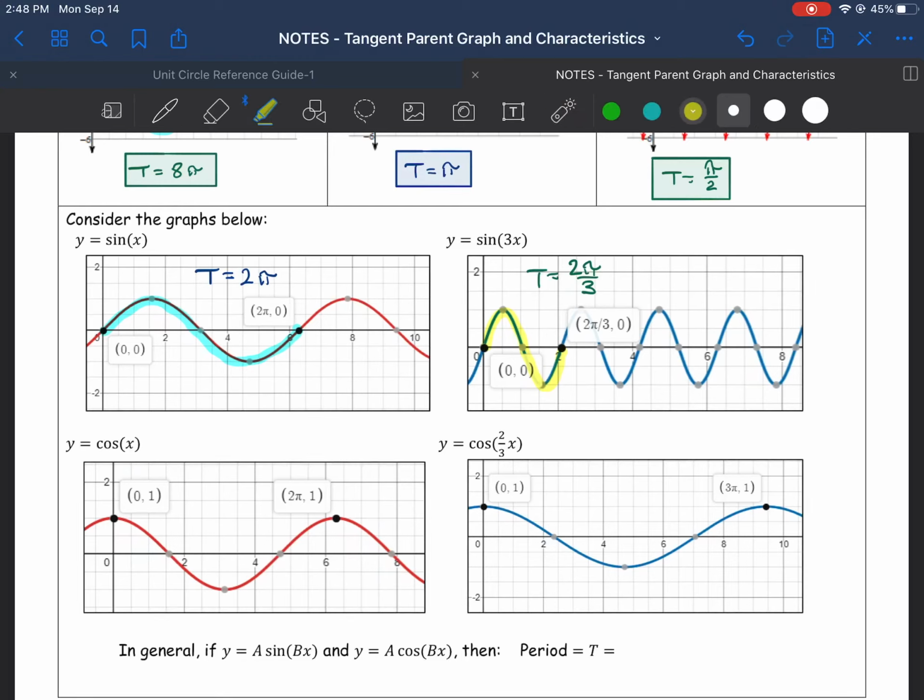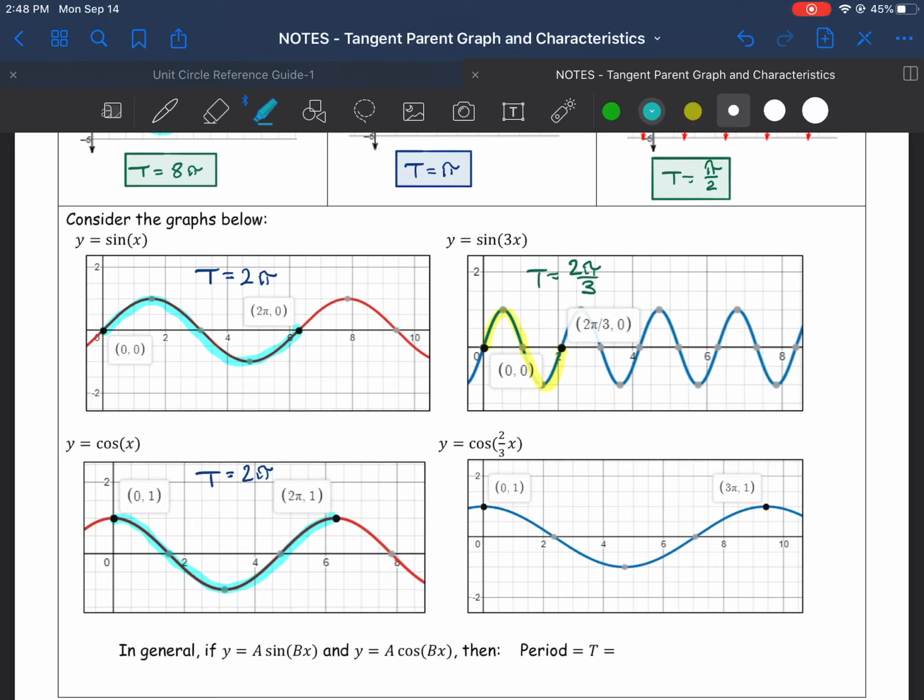So right here, we have our parent function for cosine, y equals cosine of x. Let's go ahead and highlight one full cycle. Okay, so there's a full cycle. Cosine will start to repeat itself after 2 pi. So we can see here that, similar to sine, the period of y equals cosine of x is going to be 2 pi.